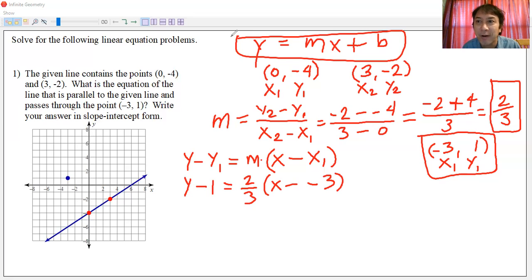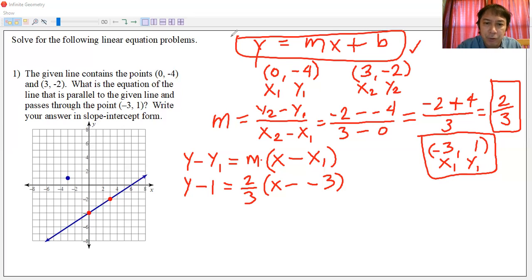This is not the required form. The required form is slope-intercept. According to the last statement, write your answer in slope-intercept form. We have this equation, but this is not the required form, so we still have to transform this to y = mx + b. So this will involve now algebra.